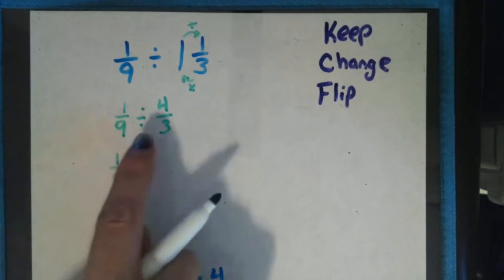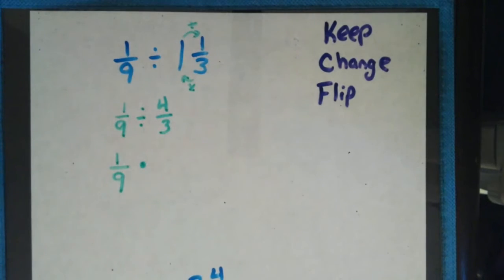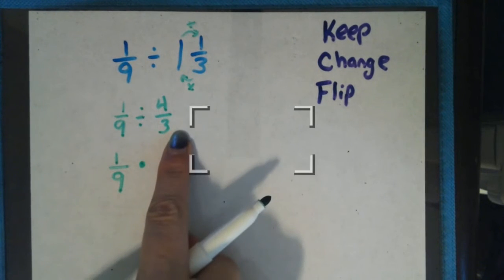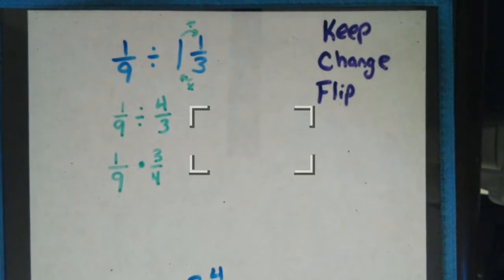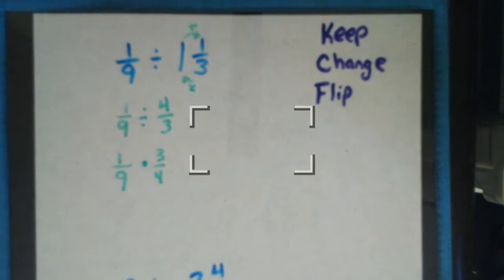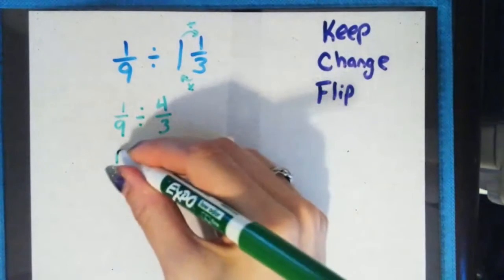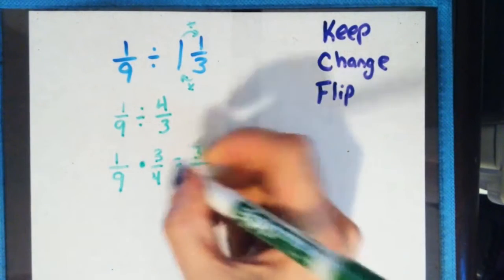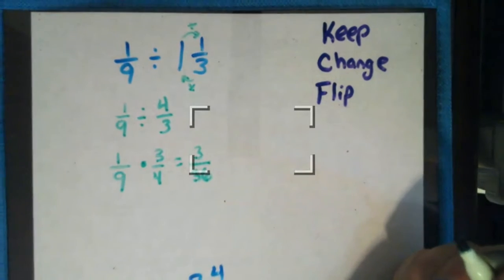Then we're going to change. Right now it's division. We are going to change it to multiplication. Then we flip. Instead of having 4 over 3, we're going to flip it to be 3 over 4. So we're really doing 1/9 times 3/4. And we know how to multiply. That's what we were just doing. So I take numerator times numerator. 1 times 3 is 3. 9 times 4 is 36.